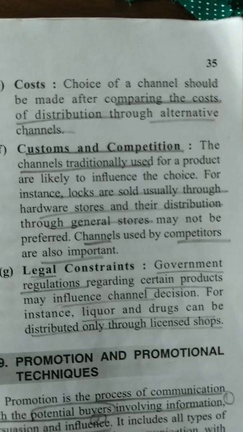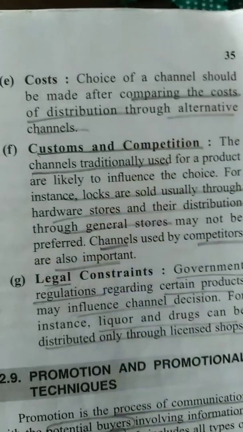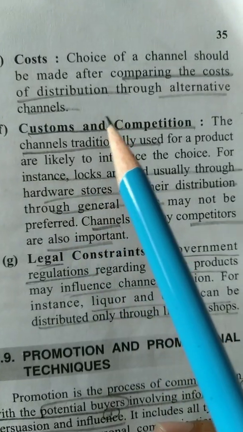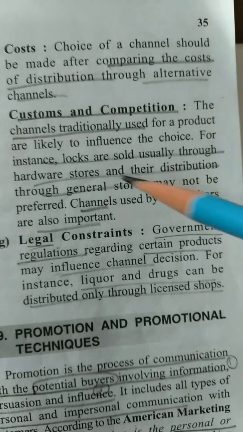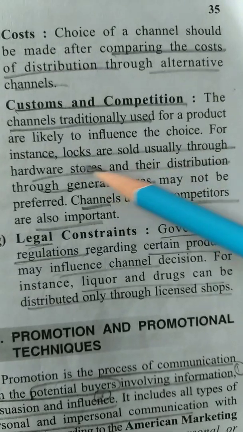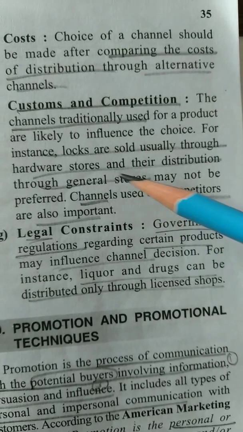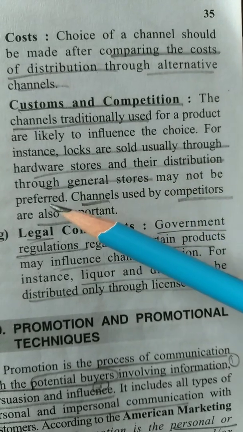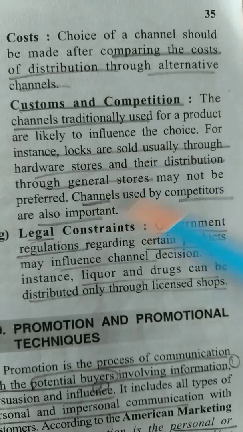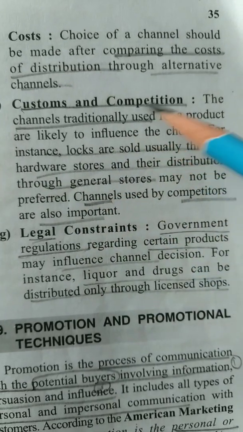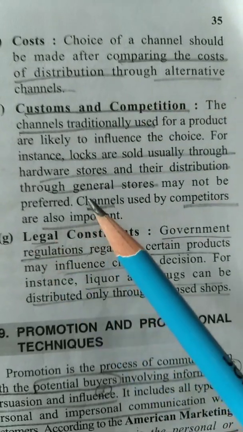Then next is costs. Choice of a channel should be made after comparing the cost of other distribution channels, means which distribution channel can be beneficial for the company at the lowest cost. Then customs and competitions. Channels traditionally used for a product influence the choice. For example, locks are generally sold through hardware stores, they are not sold everywhere. So it depends on the type of product you are selling, which custom and competition you have to face, and you have to sell it accordingly.